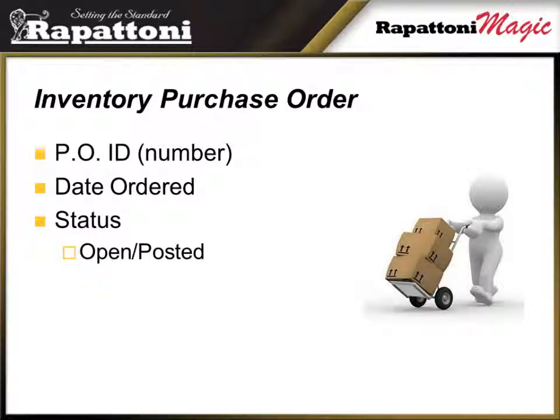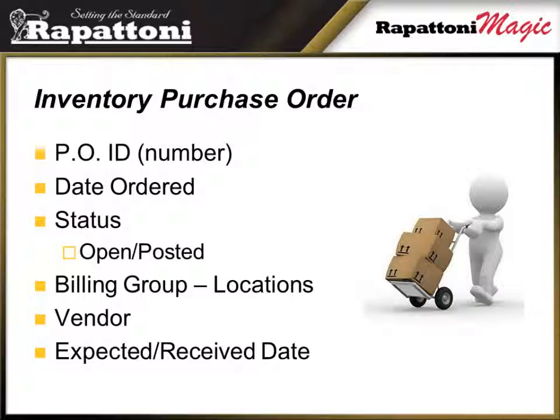Okay, so let's review really quick. She talked about how we create a purchase order ID, where you can do an auto create by doing Control A, or you can do your own personal scheme and enter your own number in there. It also shows the date ordered, as well as status, which can be open or posted. And also when you do post the invoice, it will change it to I for invoiced. The billing group can be for different locations that you have, as well as we talked about entering the vendor, as well as the expected and received date. The expected date can be changed. It's something that we expected, but received date is when we actually get the product.